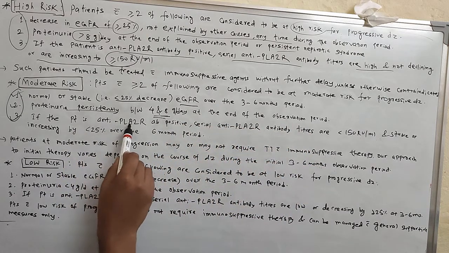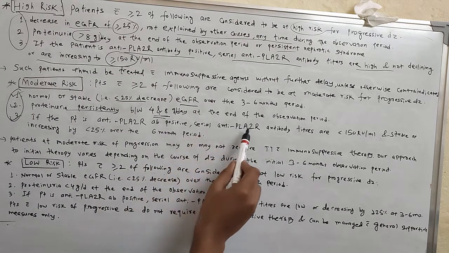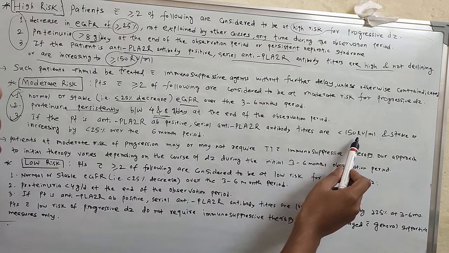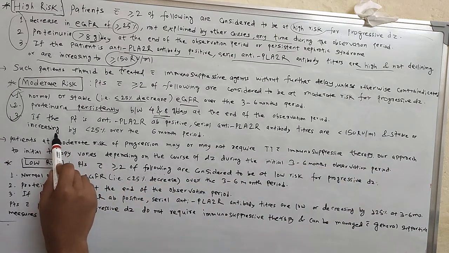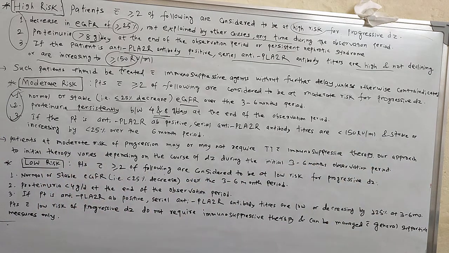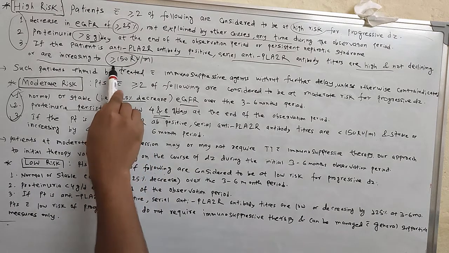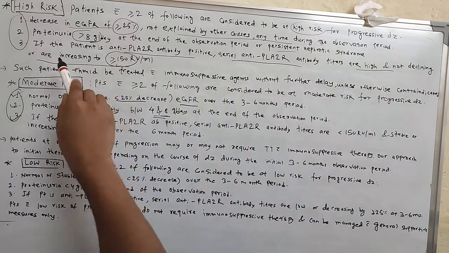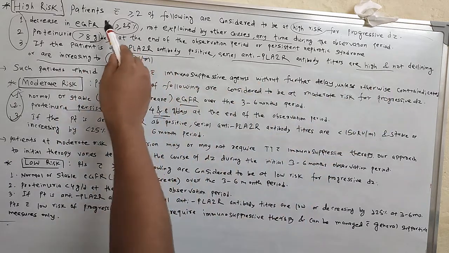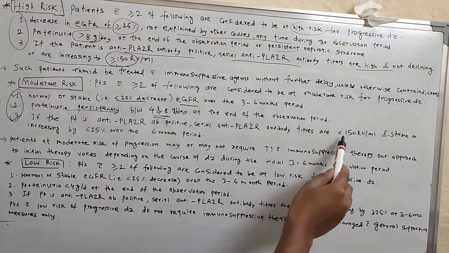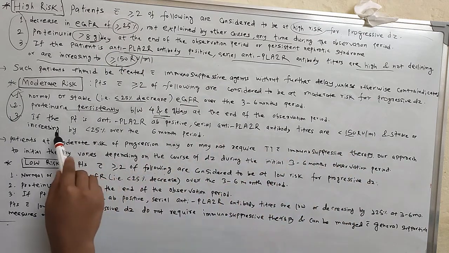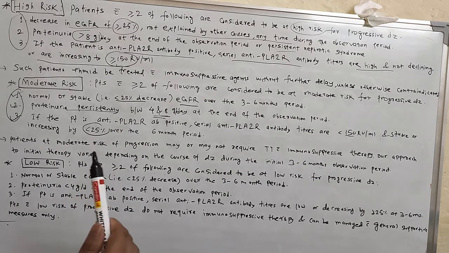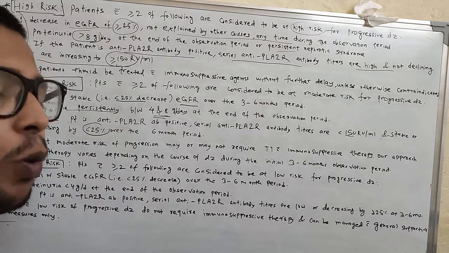If the patient is anti-PLA2 receptor antibody positive, serial anti-PLA2 receptor antibody titers are less than 150 units per ml and stable or increasing by less than 25% over the 6 month period. Here, in high risk, it was greater than 150 units per ml and not declining, or increasing to greater than 150. But if the titers are less than 150 and stable or increasing by less than 25% over the 6 month period, such patients are considered to be at moderate risk of progressive disease.